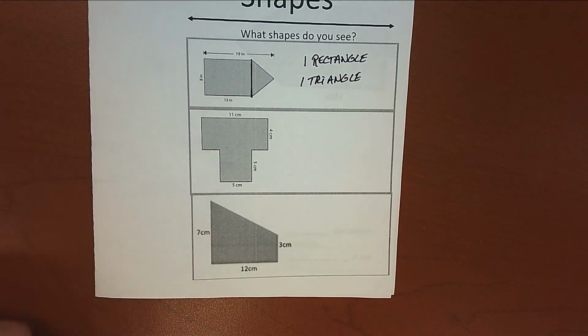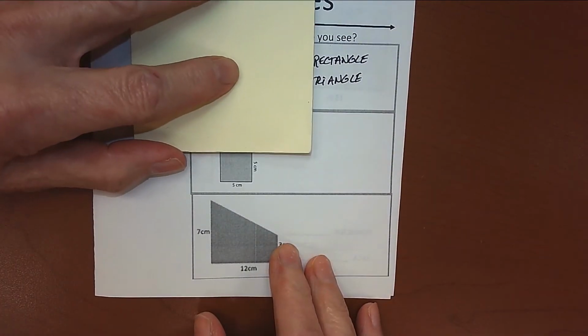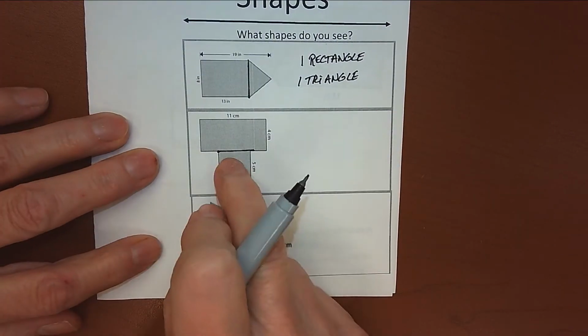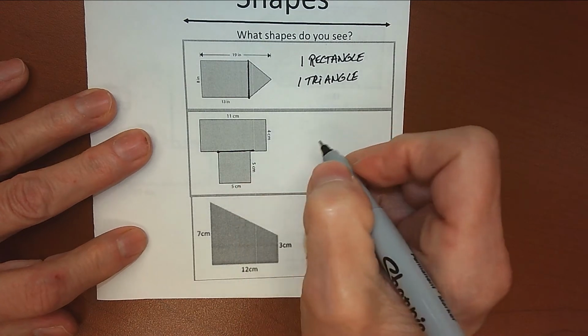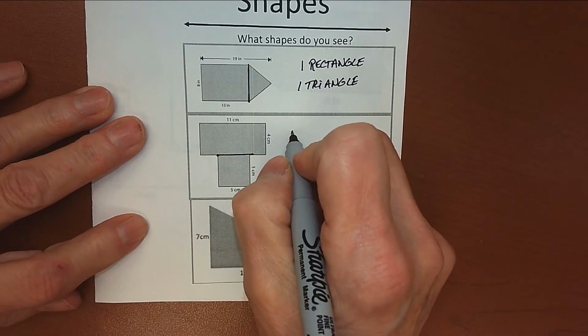Then on the next one, this T-looking shape, I see that I could divide this up into two rectangles. This one is a rectangle that we know to be a square, right? Special kind of rectangle. All four sides are equal. So two rectangles.